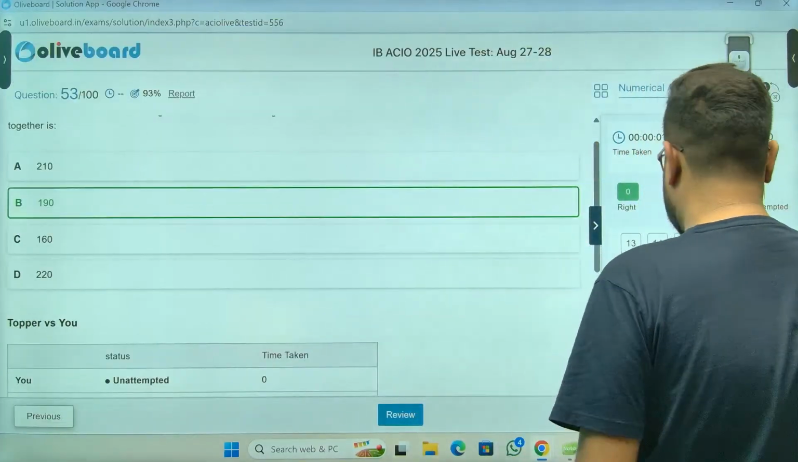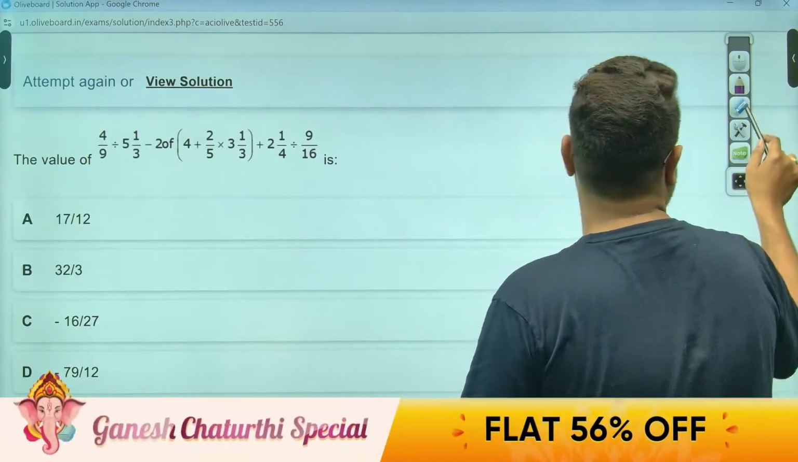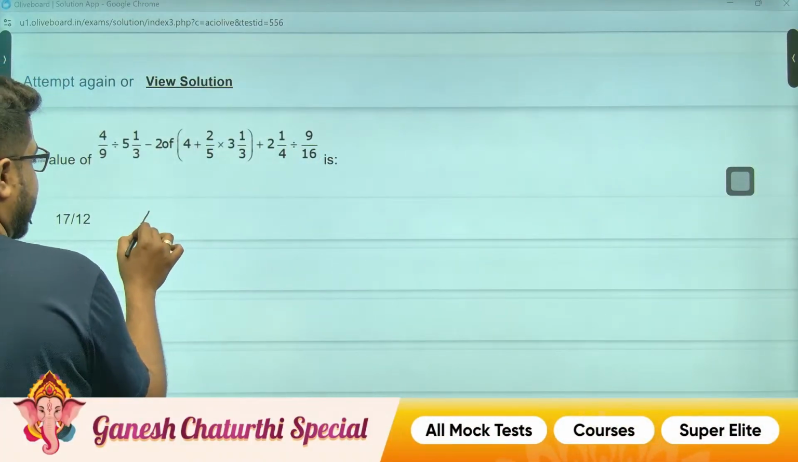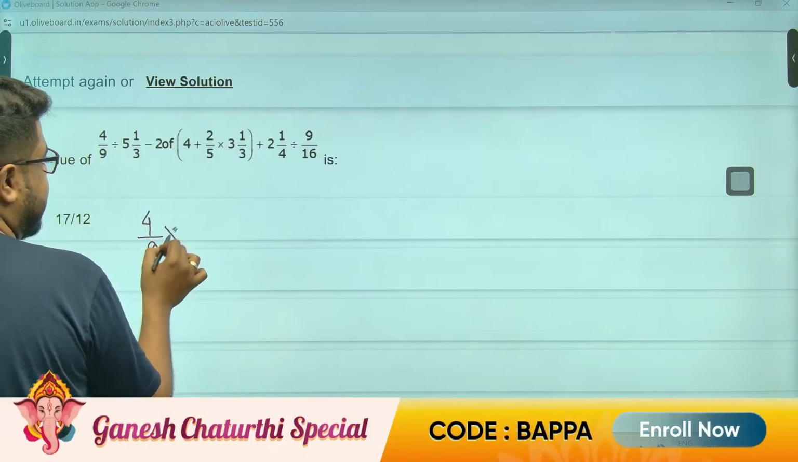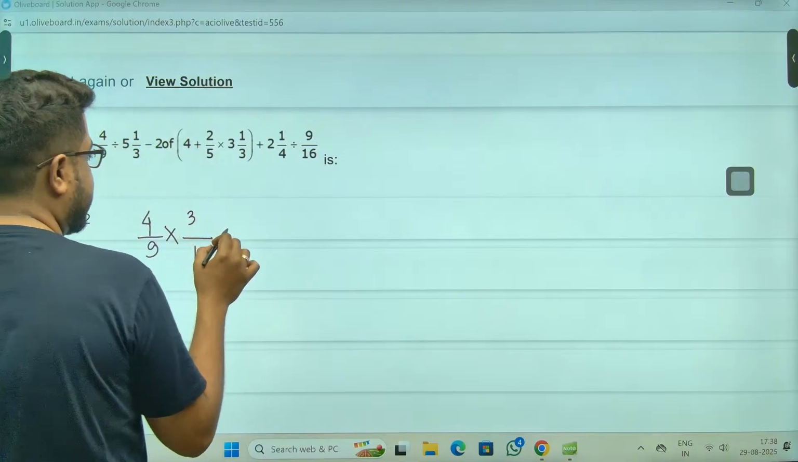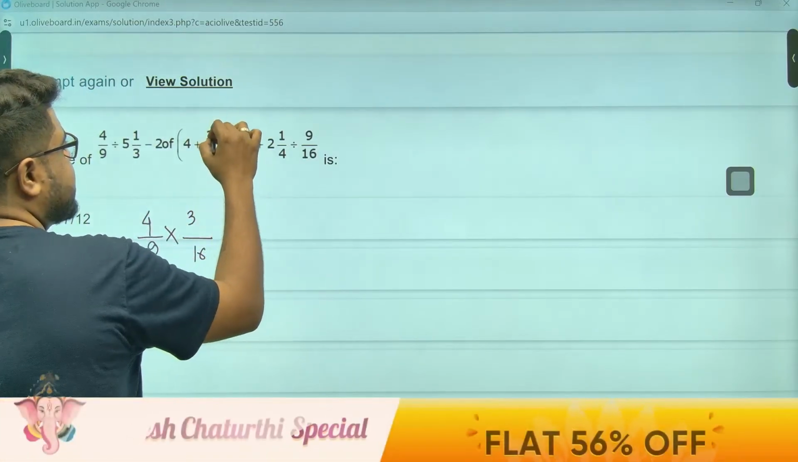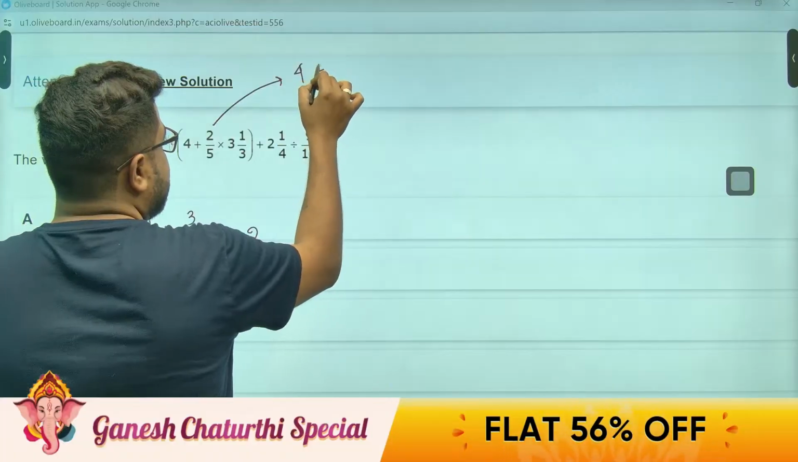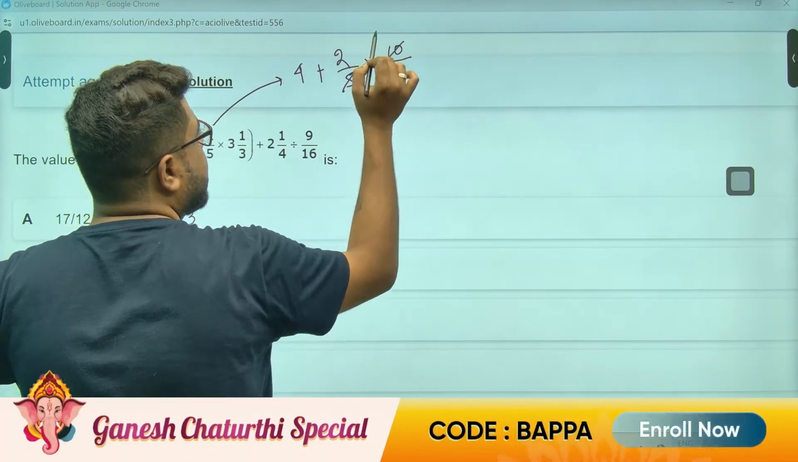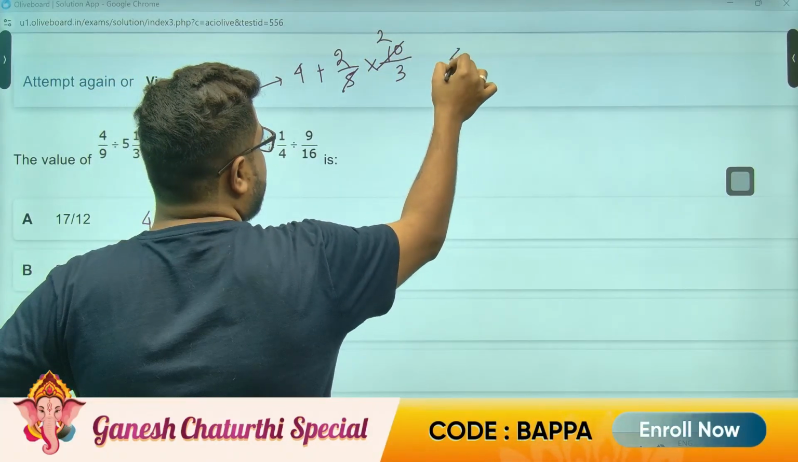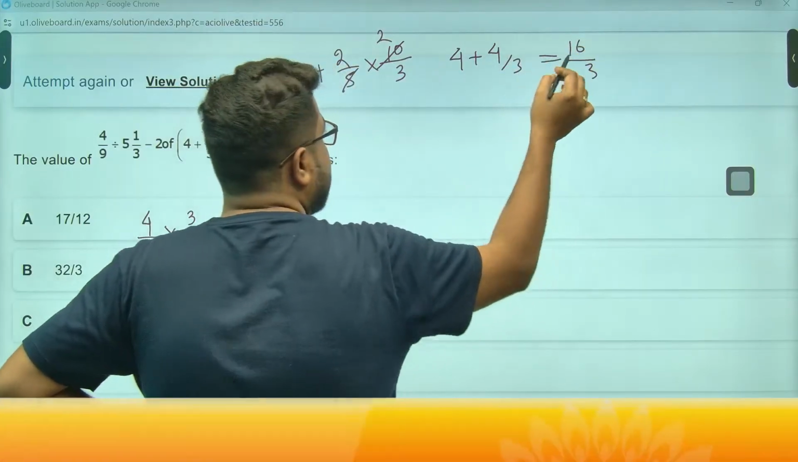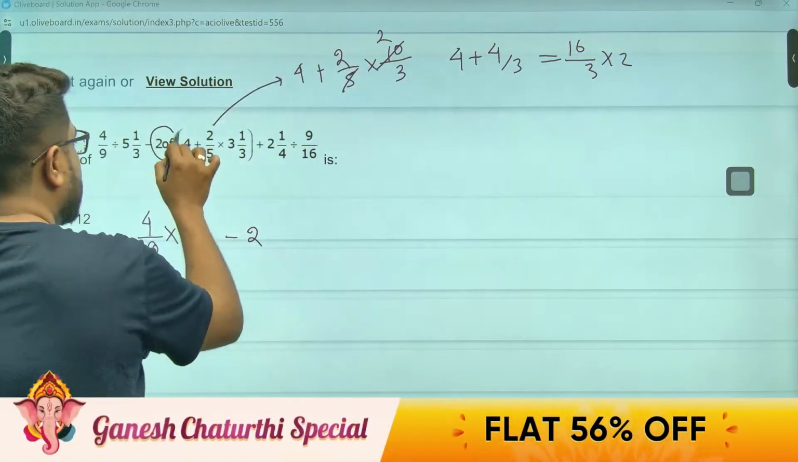Option number B, sir. Next one, simplification. Not a difficult job. Let's do it, sir. 4 by 9. I'm doing it by direct multiplication. So 3 upon 16. So 3 5s are 15 plus 1 minus 2 of. Now let's do this. 4 plus 2 by 5 into 10 by 3. So that is 4 by 3. 4 plus 4 by 3. That is 16 by 3, right? Into 2, sir, because there was this 2.